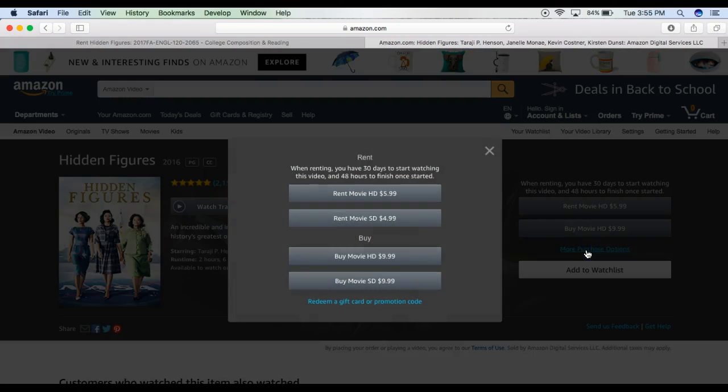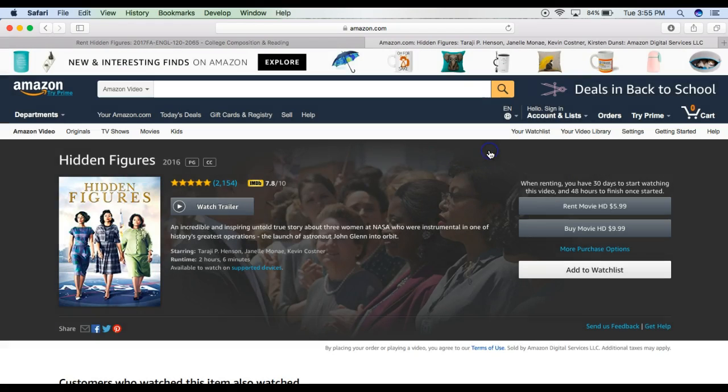There's more purchase options here, so if you want, you can get it for standard definition would be $4.99. That's what I would recommend doing if you don't have an account. And actually, you might need to have an account in order to do this. I'm not sure. So this is one way that you can rent the movie. You would just click the link and then put in your card information.